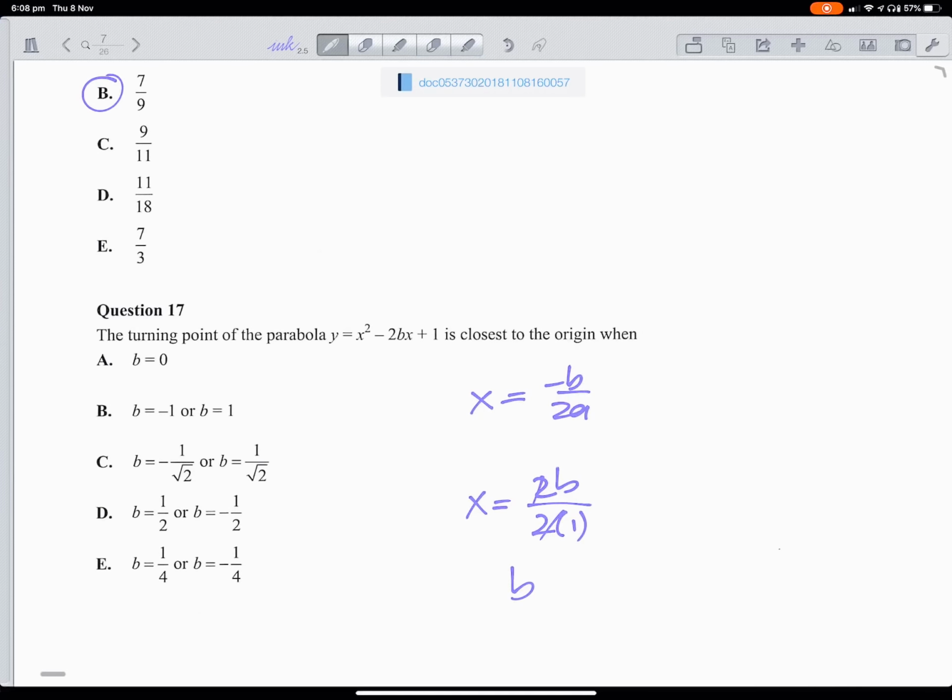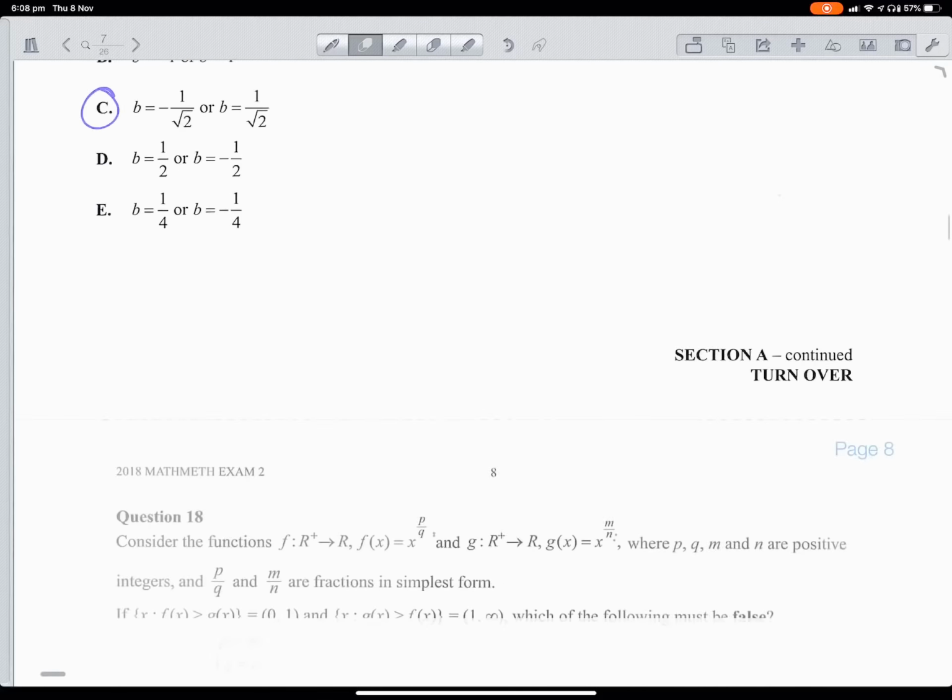Stupid thing. Time will tell. I'll get backlash if it's wrong.